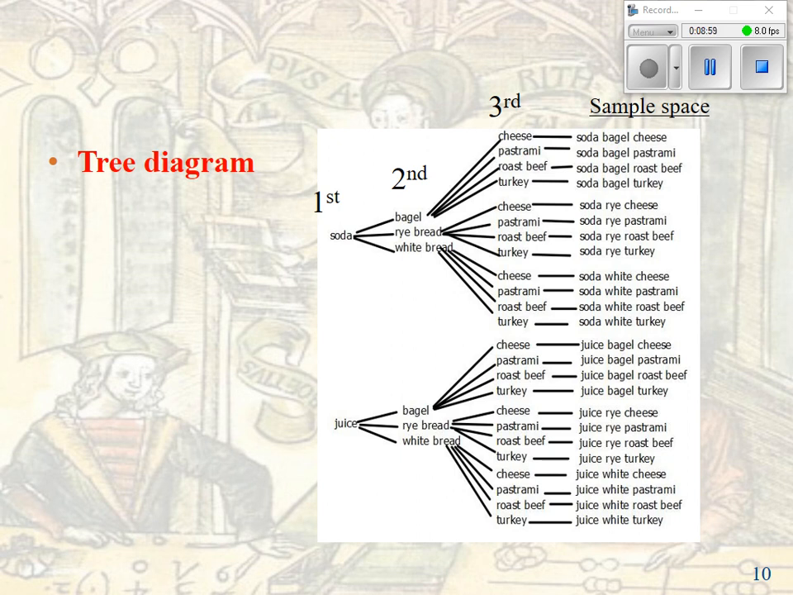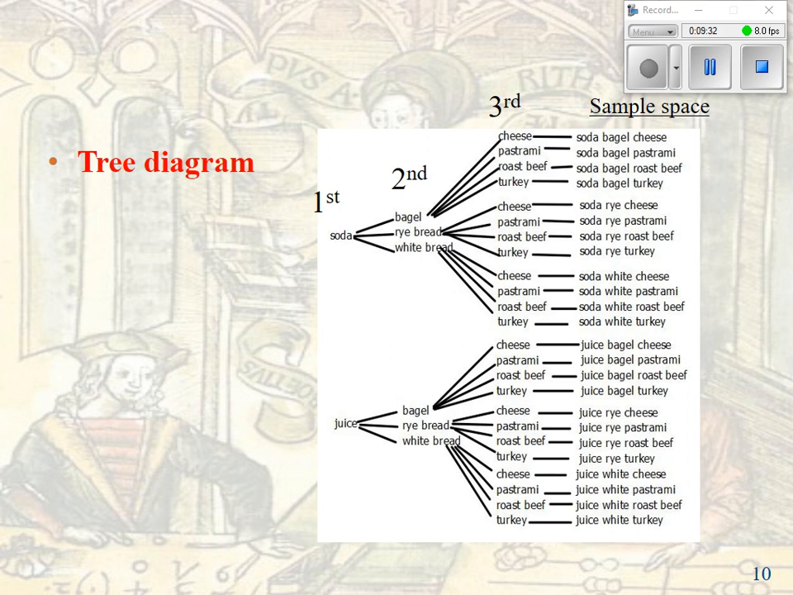Give me one possible outcome for the lunch you picked. Soda, white, cheese. How many total outcomes are there? 24. Anybody agree with that? So what's the probability that you picked a soda with white bread and just cheese on it? 1 out of 24.